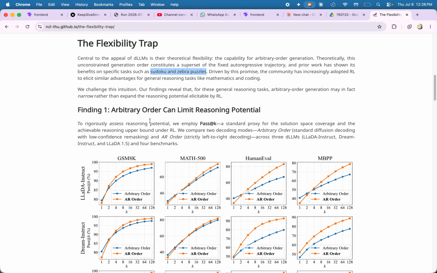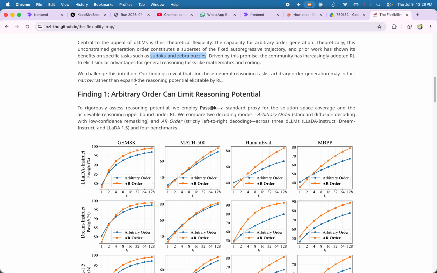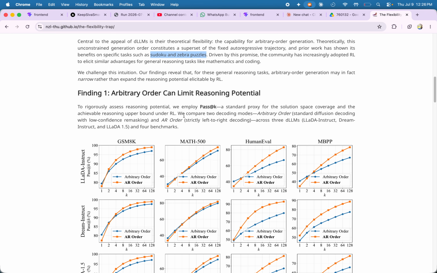So here they are challenging intuition. For the general reasoning task, arbitrary order generation may in fact narrow rather than expand reasoning potential elicited by RL. So they are challenging that, and then they are saying how they are going to do it.